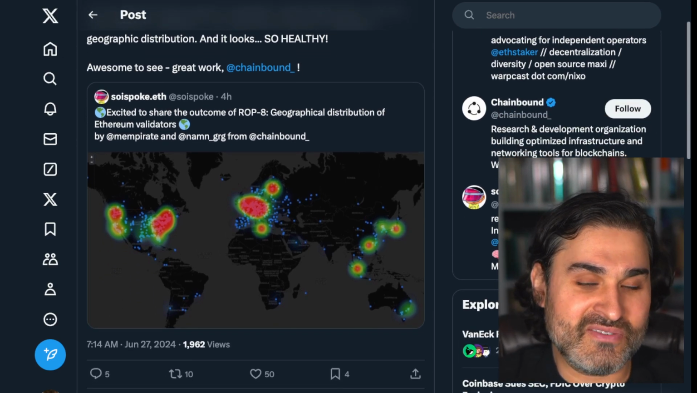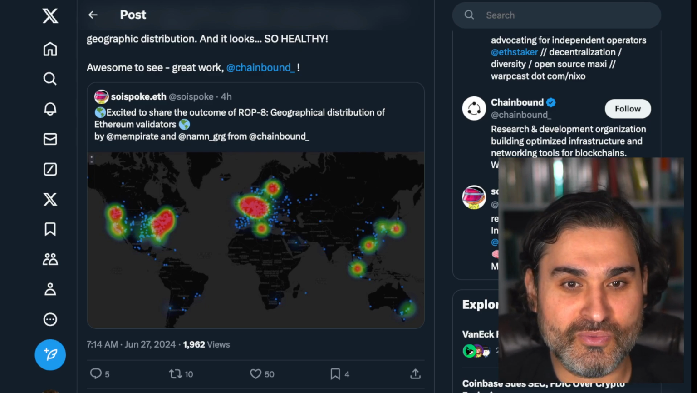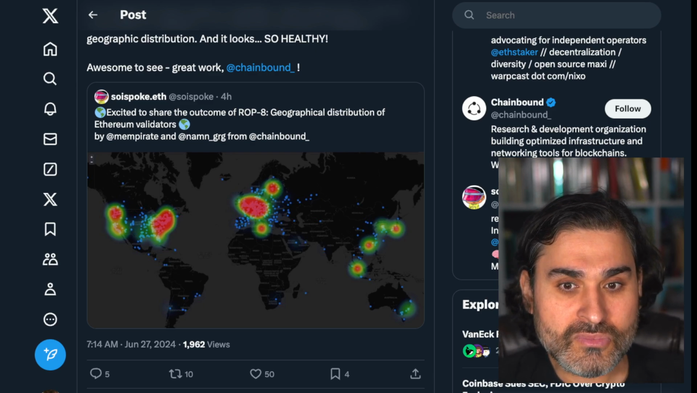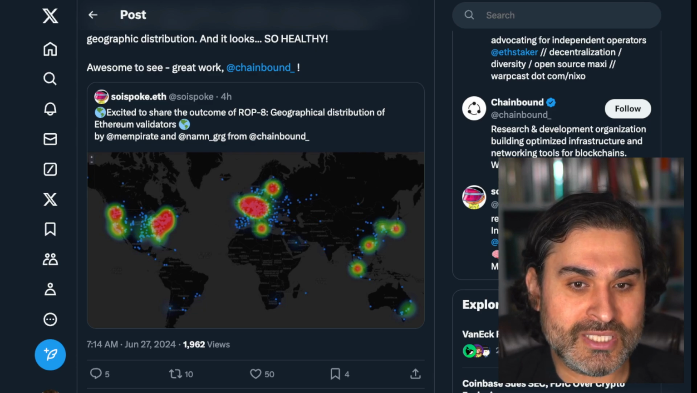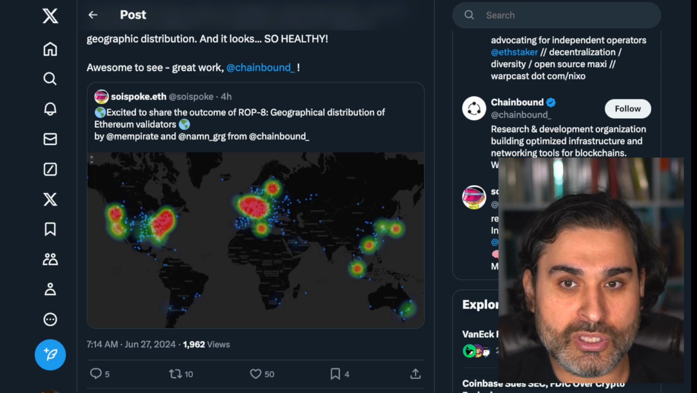Now I can kind of dox myself and say that I'm in one of those red hubs and my validators are in one of those red hubs, but that's fine. I don't think there's any problem with that. The fact that we have 7 or 8 red areas is fantastic. I really hope that we get more in South America, more in Africa, more in South Asia. I think all of that would be really, really cool.